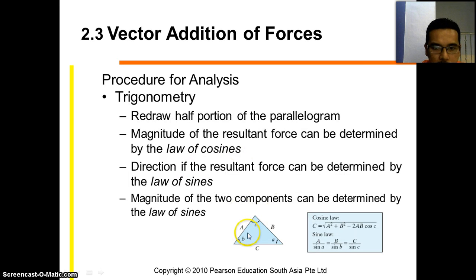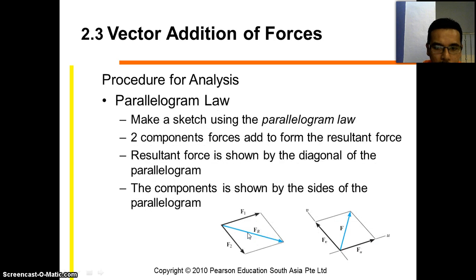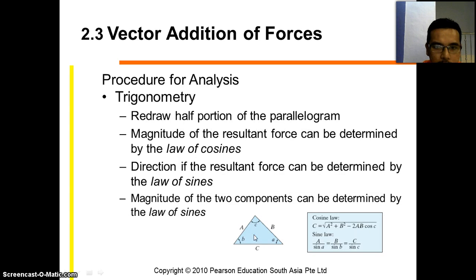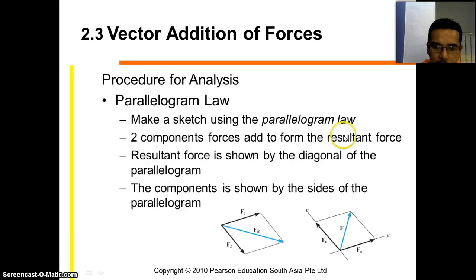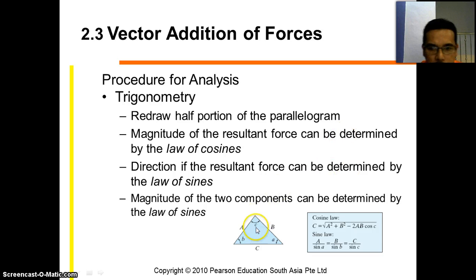To analyze this triangle, we use trigonometry, the cosine law and the sine law. We have the triangle here, which has three sides. Side A is opposite angle A, side B is opposite angle B, and side C is opposite angle C.